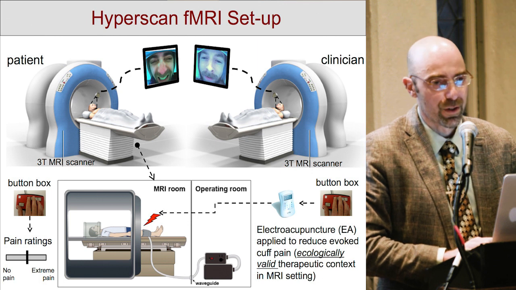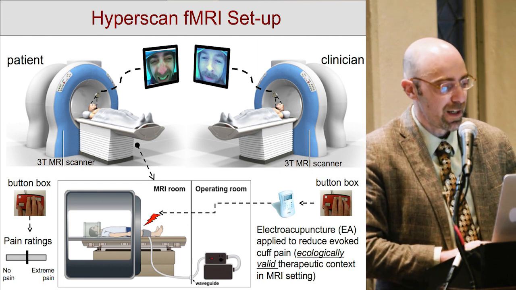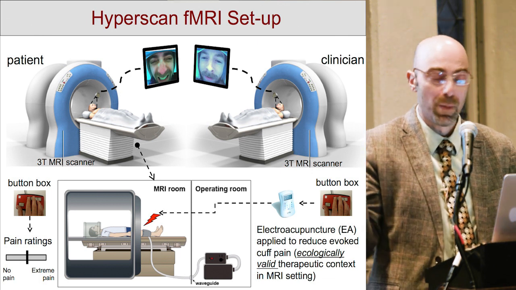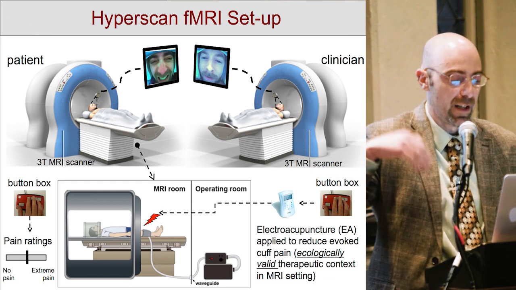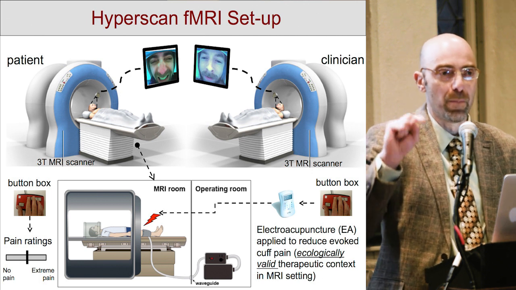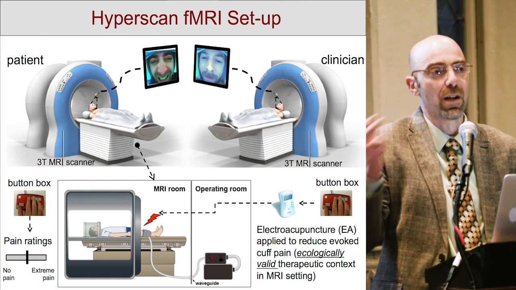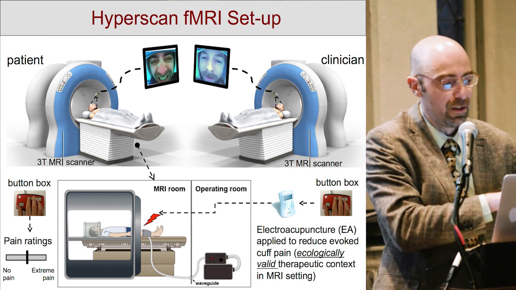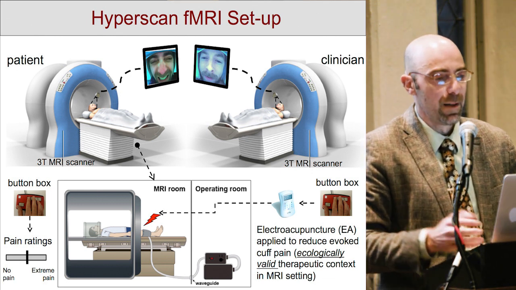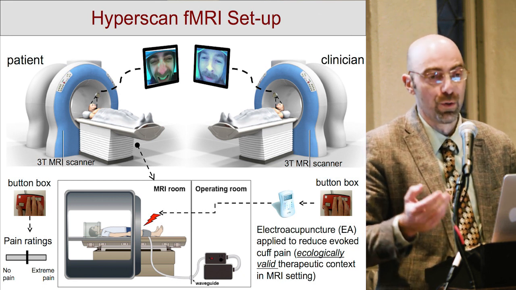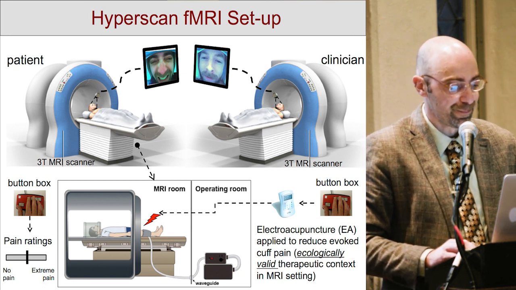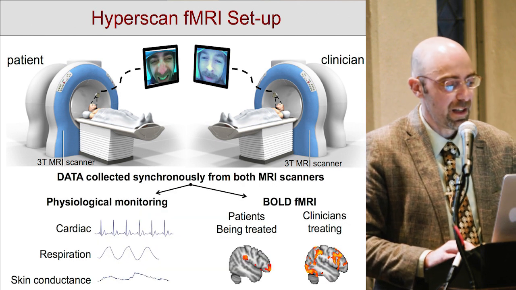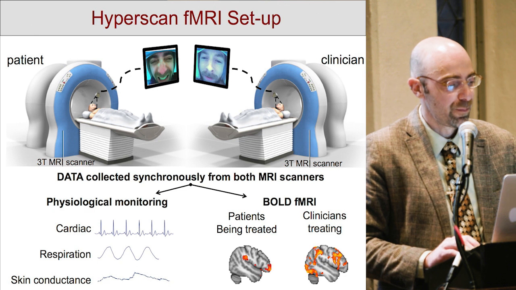And for the acupuncturist, the needles are inserted right above the cuff over here. And the acupuncturist then has their own button box. Then they go into their own scanner, they get their own button box, and they can use different buttons to then affect an electroacupuncture stimulation. So when they press a certain button, electroacupuncture gets delivered to the needles of the patient in the other room, and we can use this to reduce the pain that the patient is feeling. So we're collecting cardiac, respiration, and skin conductance data in addition to the BOLD fMRI data.